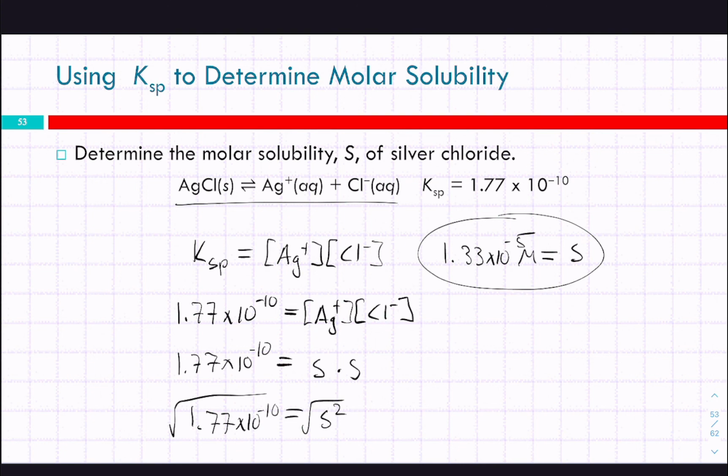Actually, I think I could just put molar. So you would dissolve 1.33 times 10 to the negative 5 moles of silver chloride per 1 liter of water, which is not very much at all.